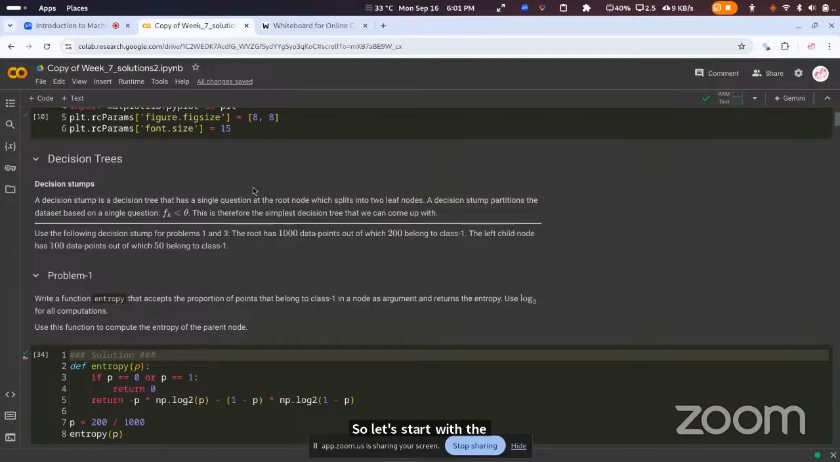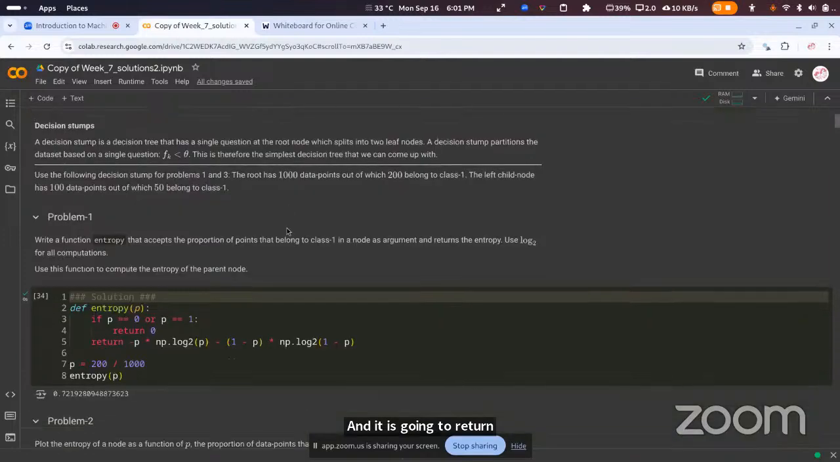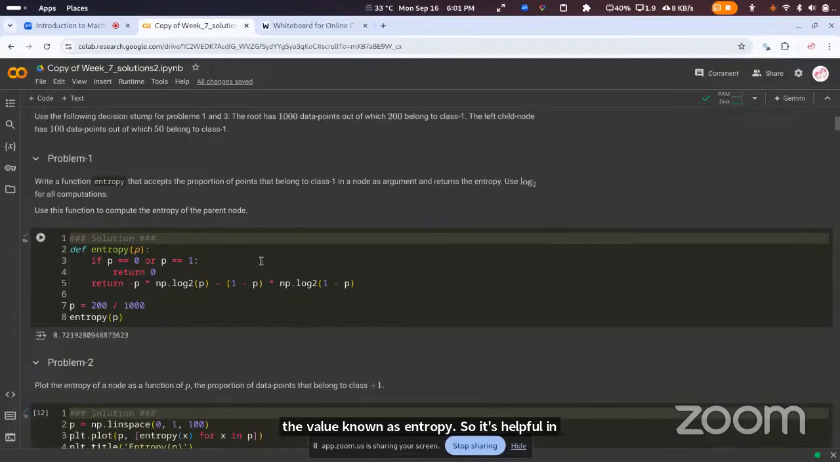So before moving on to decision tree, the most important thing which we should know is that it's about entropy. So entropy is going to accept the proportion of points which belong to class 1, and it's going to return the value known as entropy. So it's helpful in measuring the impurity in the data set. So we'll be using this entropy function.